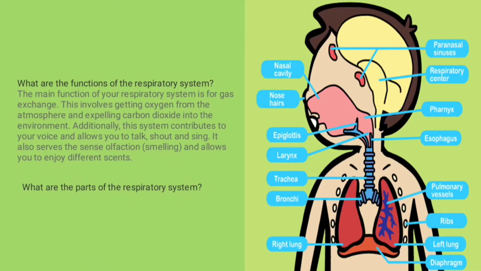The main function of your respiratory system is gas exchange. This involves getting oxygen from the atmosphere and expelling carbon dioxide into the environment. Additionally, this system contributes to your voice and allows you to talk, shout, and sing. It also serves the sense of smell and allows you to enjoy different scents. What are the parts of the respiratory system? Okay, I will explain one by one in the next slide.